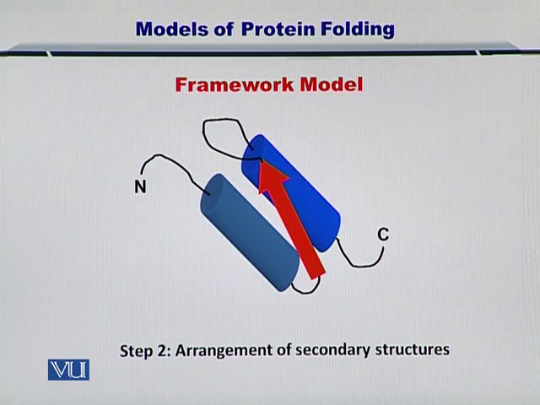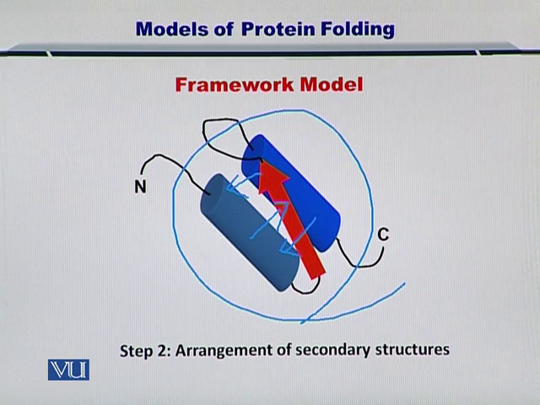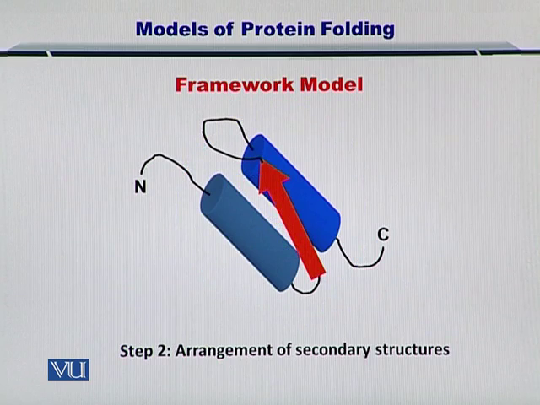Once the secondary structures are formed, these secondary structures come together with each other like that, and they make a complex structure. So in the first step, the amino acids make a secondary structure and are arranged. In the second step, the secondary structures are arranged to make a bigger superstructure. So this is the framework model.